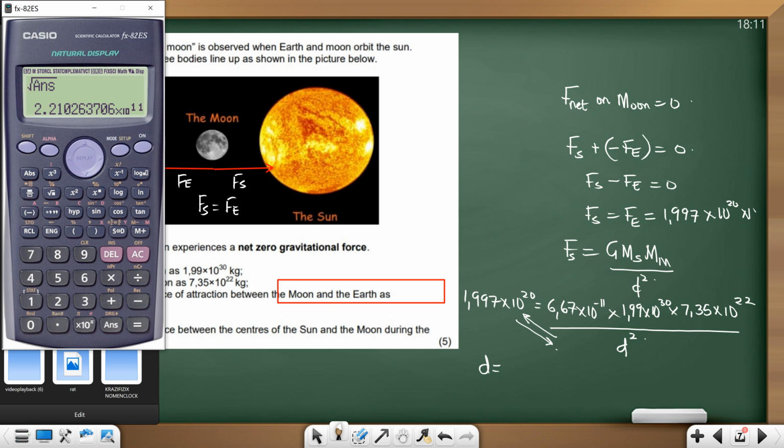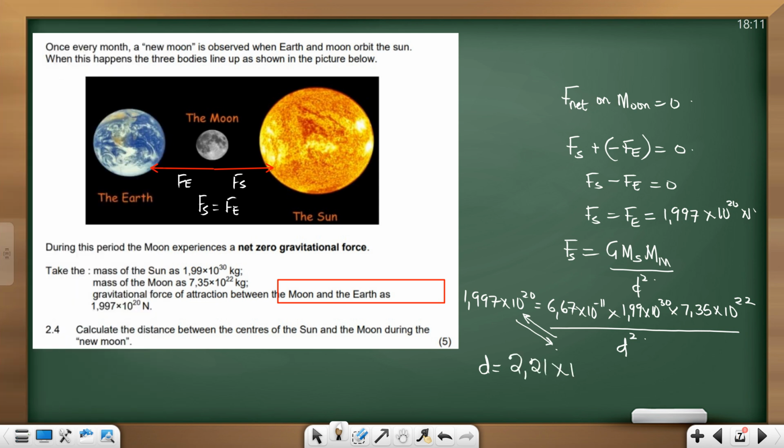You have 215. How did you get 215, Sitley? I've got 210. On my table of constants, the G is 6,7. No, it's 6,67. Use the one in the question paper. Yep. So 2,21 times 10 to the power 11 meters. And that's it there.